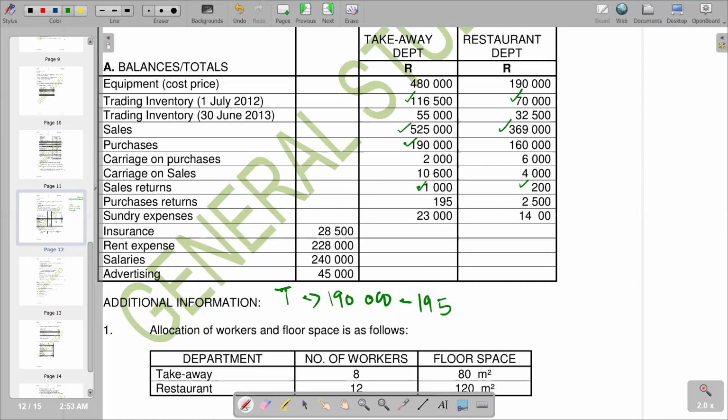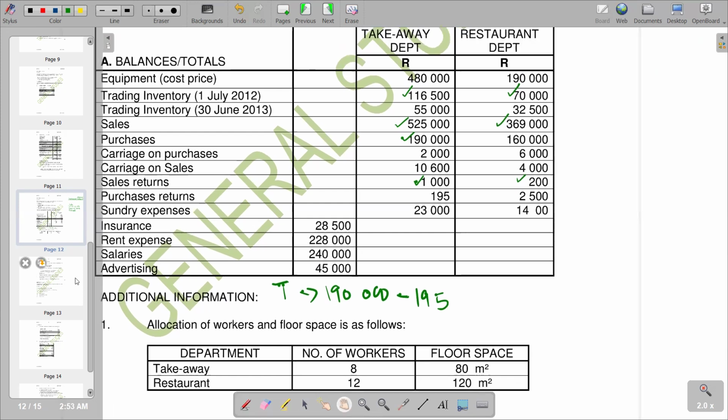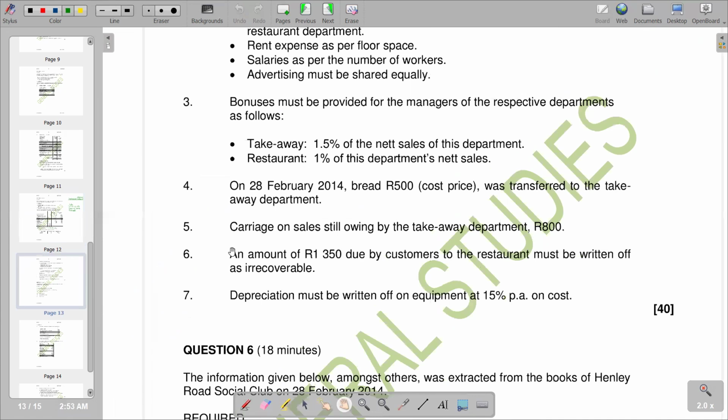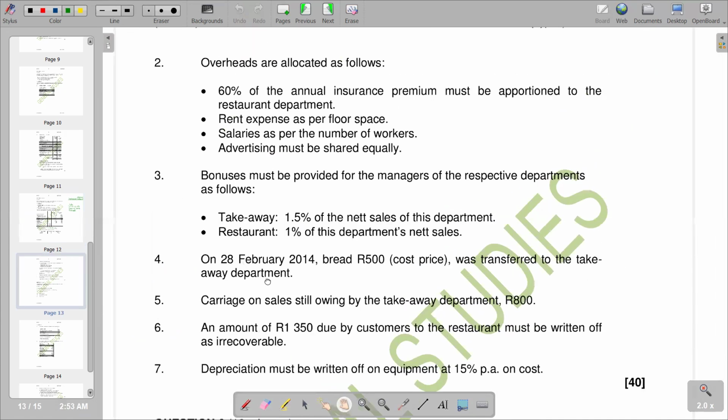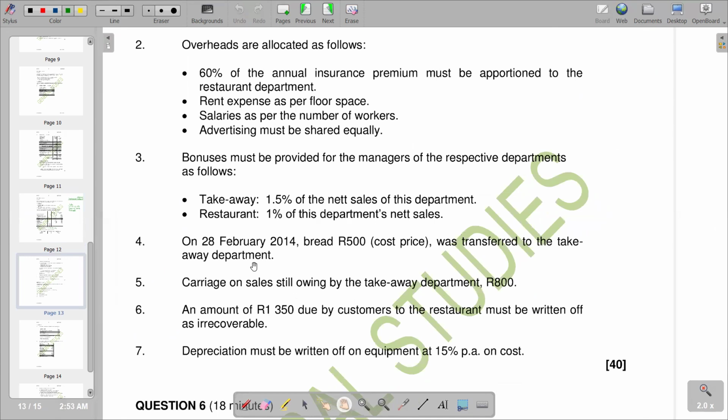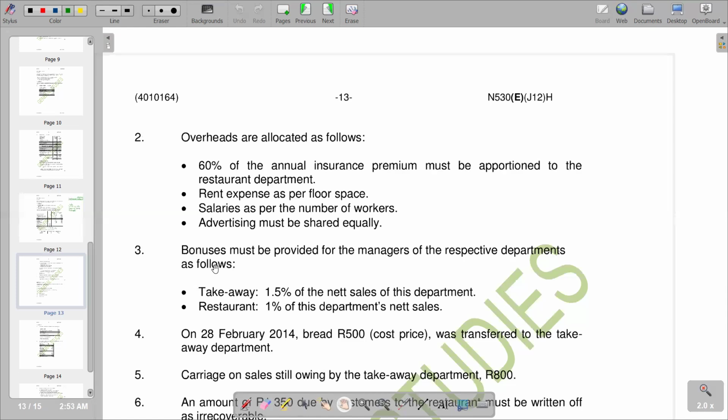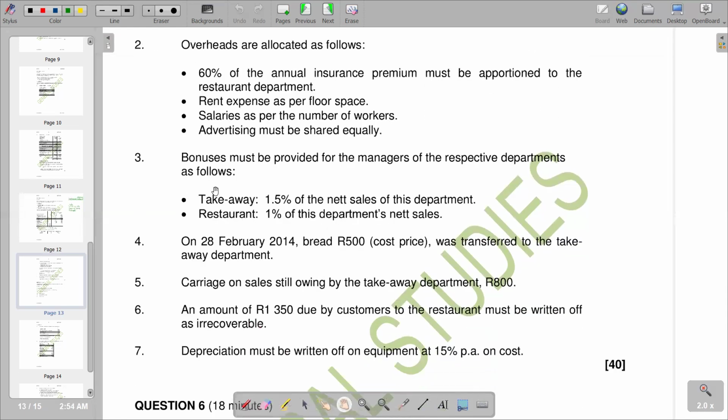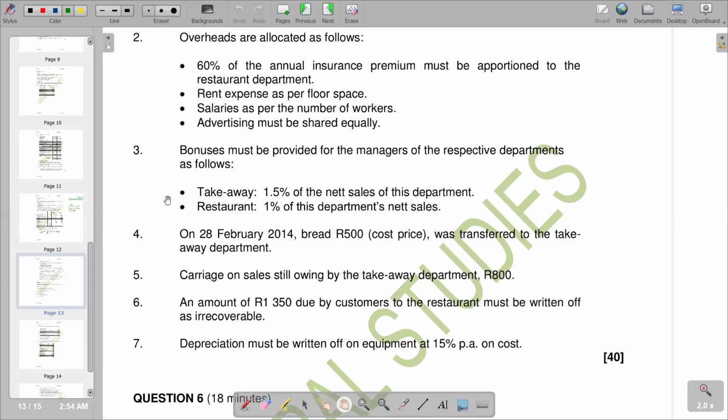remember, if you go to the additional information, you do know that there is a note that we need to refer to for the calculation of a certain item. In particular, for our purchases, we've got an adjustment that needs to be done. Let's go through every element that we have in the additional information. Additional information number 4.